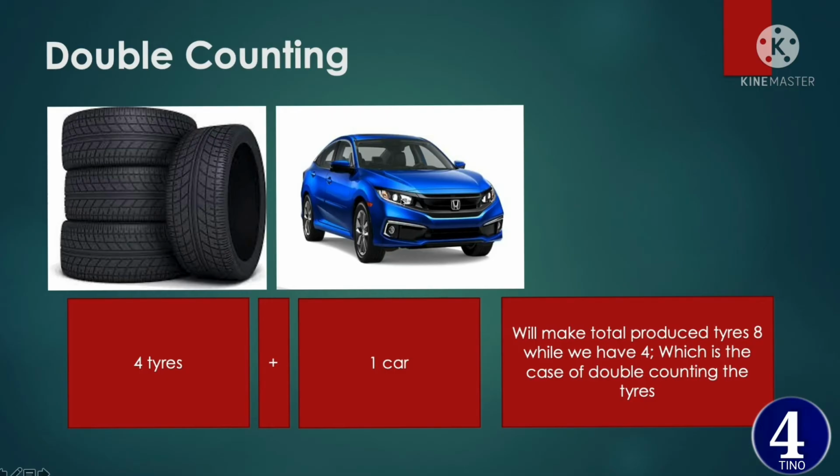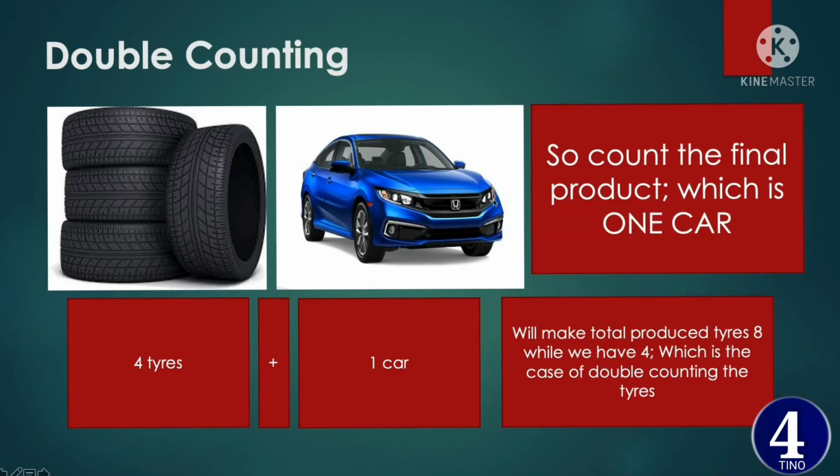1, 2, 3, and 4, and also 1, 2, 3, and 4. Actually, it was 4, right? 1, 2, 3, and 4 tires were the result, not 8. So we are committing a mistake of double counting the tires. So we have to count the final product, which is 1 car.